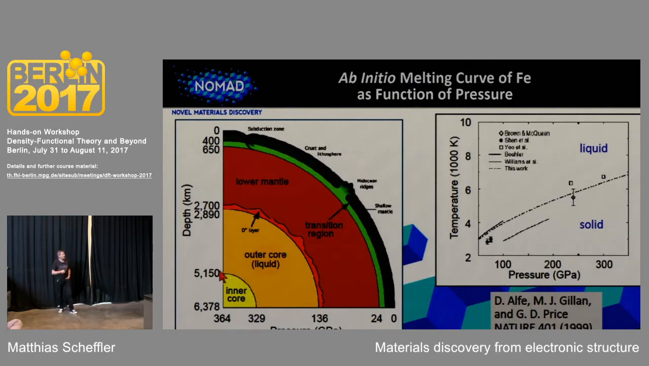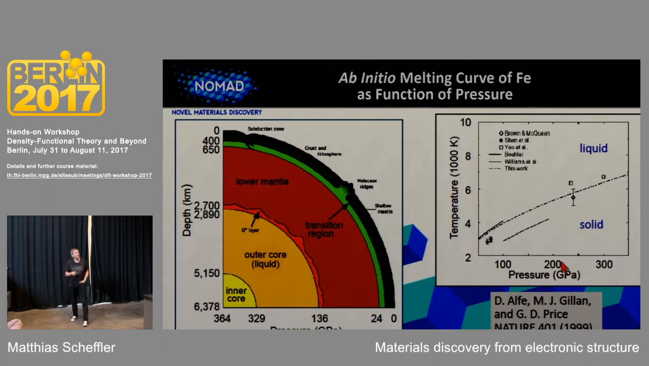And the idea is the following. The inner core is solid, and the outer core is liquid. This is a phase separation. So if you can calculate the solid-liquid phase separation curve, or you can also say the melting curve, right? You go from solid, this is the temperature, you heat it up, at this point the thing gets liquid. You calculate the melting curves as a function of pressure.